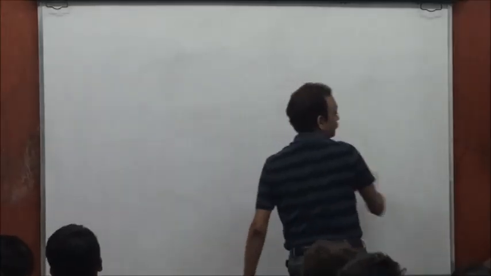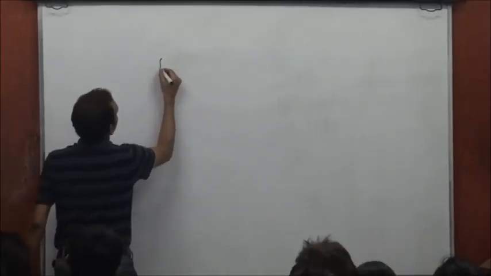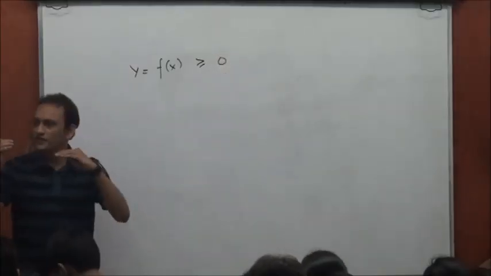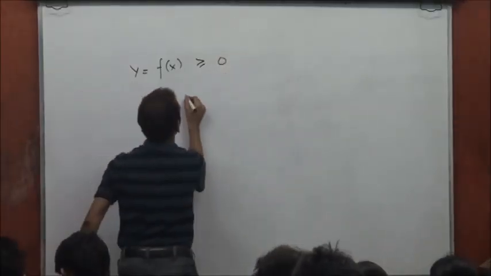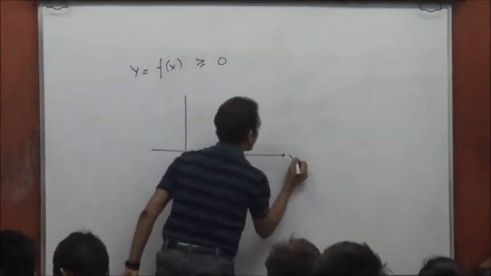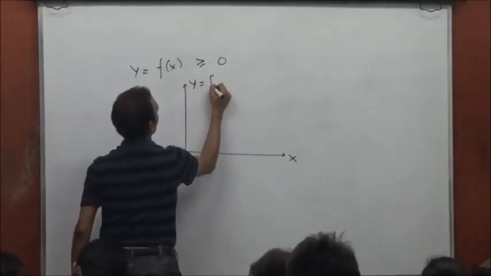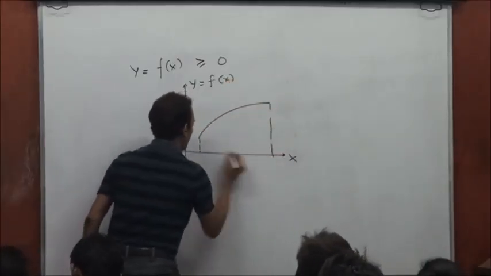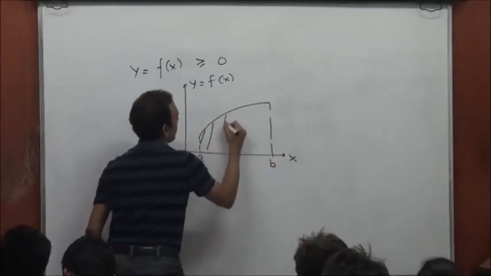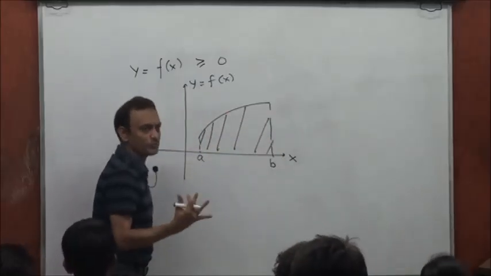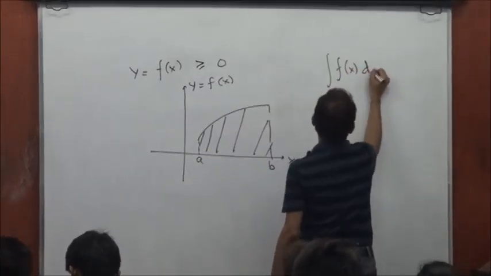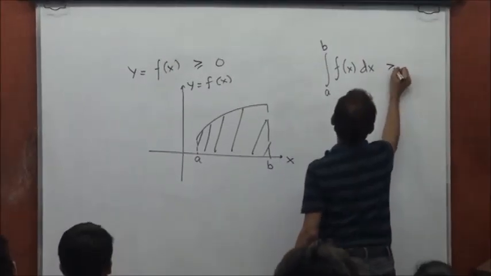Now, some very general properties. If there is a function y equal to f(x), which is greater than or equal to 0, then the graph of this function would be strictly above the x-axis. The area from a to b would be positive. It means if f(x) is greater than or equal to 0, the integral of f(x) dx from a to b would be greater than or equal to 0.